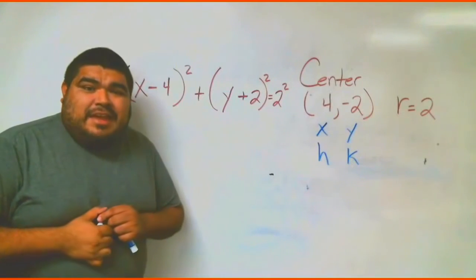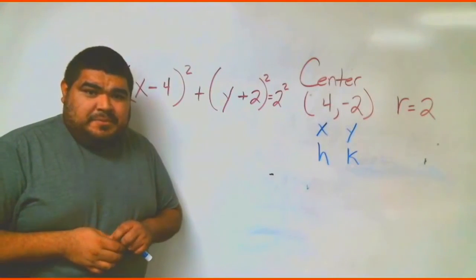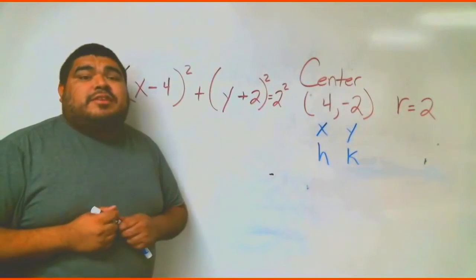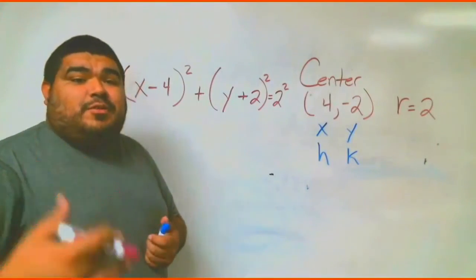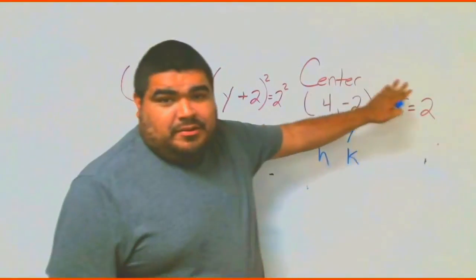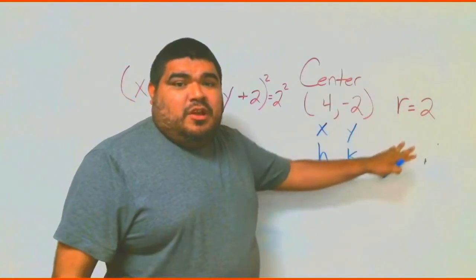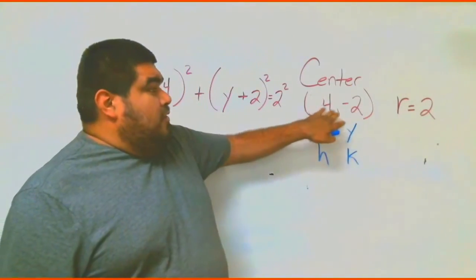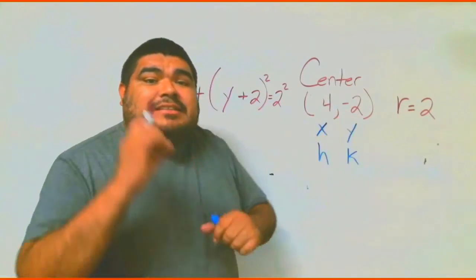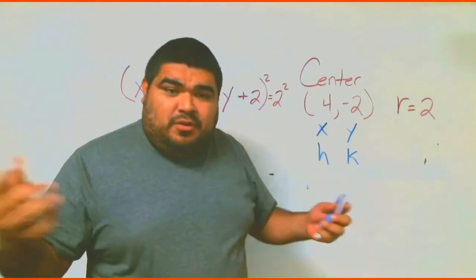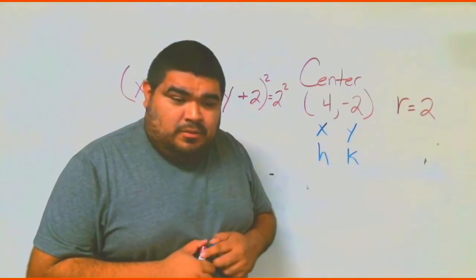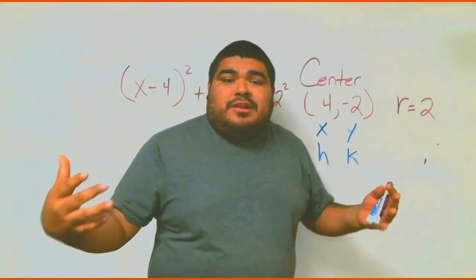Now that we have that equation, we covered the first part, which is writing the equation. Now we can actually graph it. Let's go back over here. So, we have 4 and -2. That is the center of the circle, the origin. So, let's start off by doing a graph.